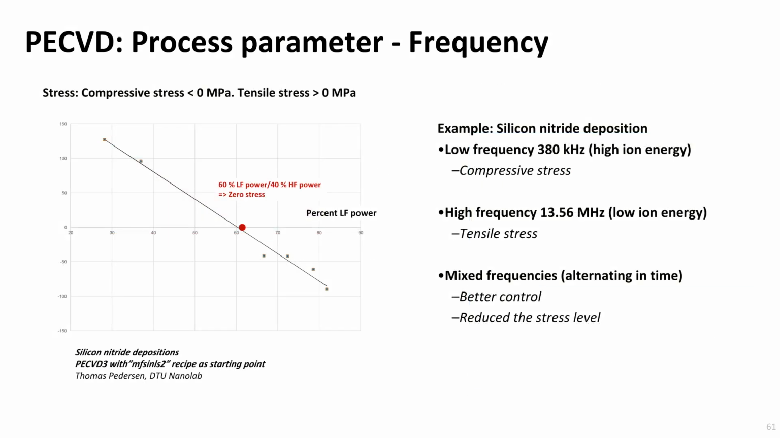A colleague at DTU Nanotech, Thomas Pedersen, has done some experimenting regarding deposition of low-stress silicon nitride using the PECVD. By switching between the high-frequency generator and the low-frequency generator, low-stress silicon nitride film can be obtained. He found that the stress level can be very well controlled. If the deposition is done at low frequency for 60% of the time and high frequency for 40% of the time, silicon nitride can be deposited with zero stress.